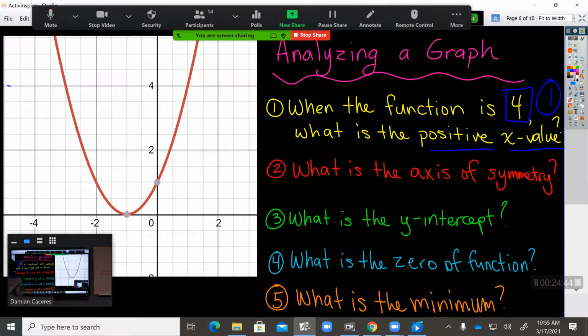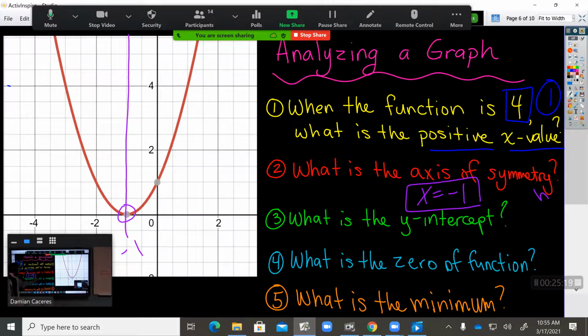All right, let's do another one here. What is the axis of symmetry? Axis of symmetry is h. How do you find h? Negative b over 2a when you have an equation. But if you have a graph, a lot easier. Axis of symmetry divides that u in half. Let's cut it in half right now. Boom. What value is this on the x-axis? Negative 1. So my axis of symmetry is x equals negative 1.